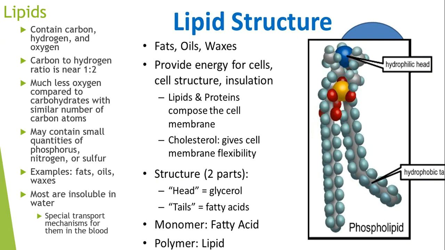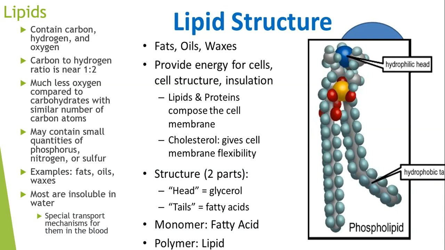All right, moving on to lipids. Lipids generally contain carbon, hydrogen, and oxygen. That seems to be a theme here. However, their carbon-hydrogen ratio is nearly 1 to 2, so much less oxygen compared to carbohydrates, but with a simple number of carbon atoms, and they usually contain some other element, whether it be phosphorus, nitrogen, or sulfur. Examples include your fats, your oils, your waxes, anything that doesn't really mix or play nice with water, so most are insoluble.